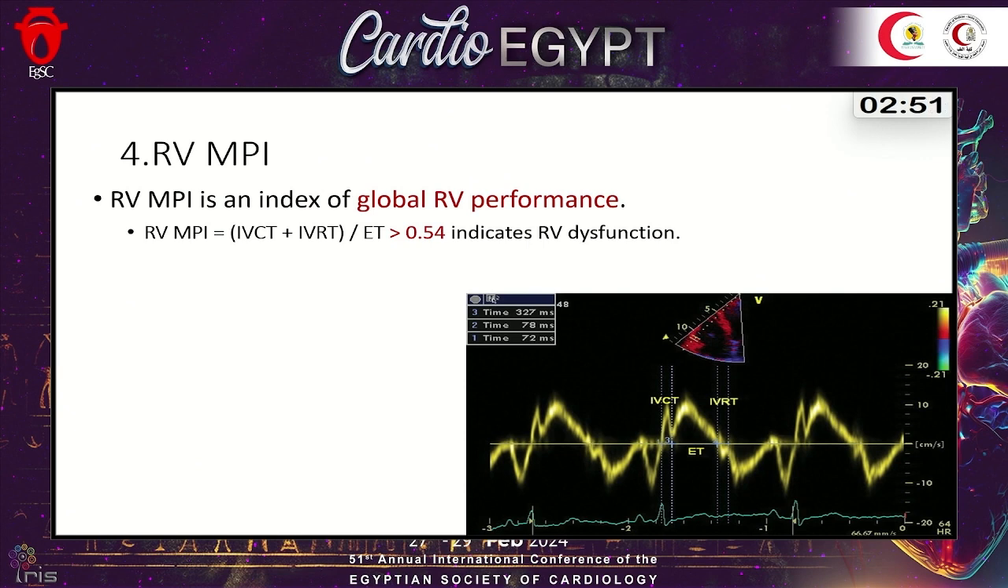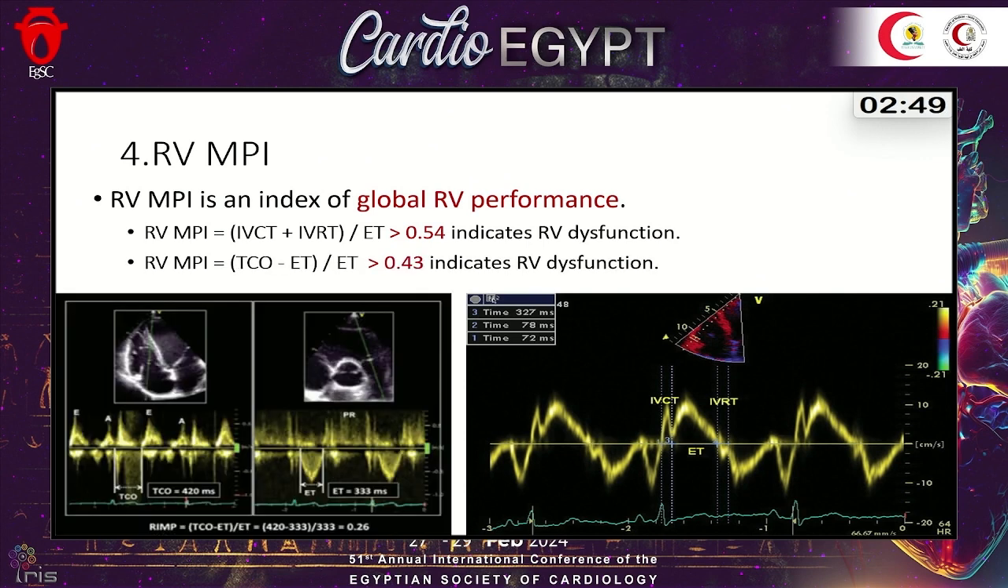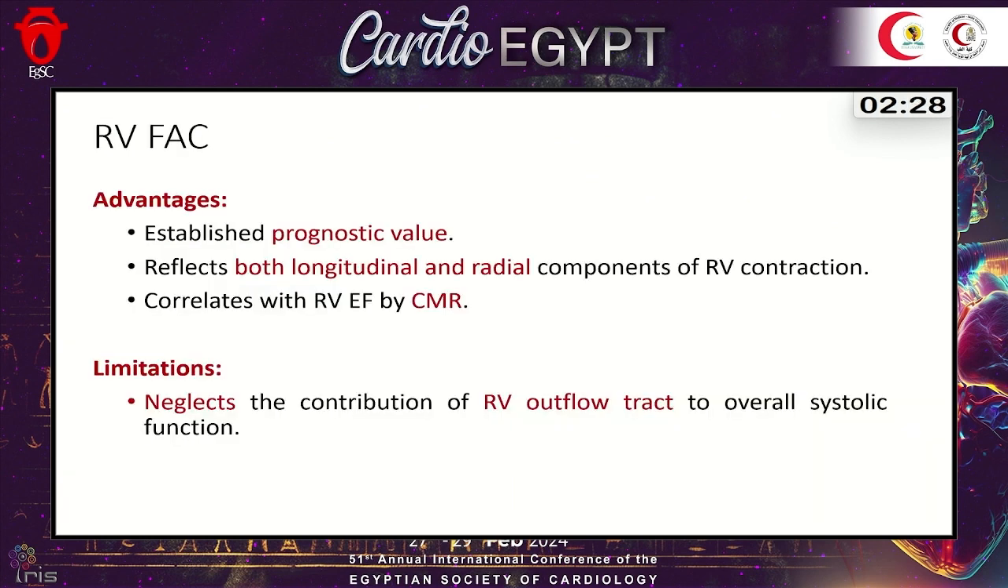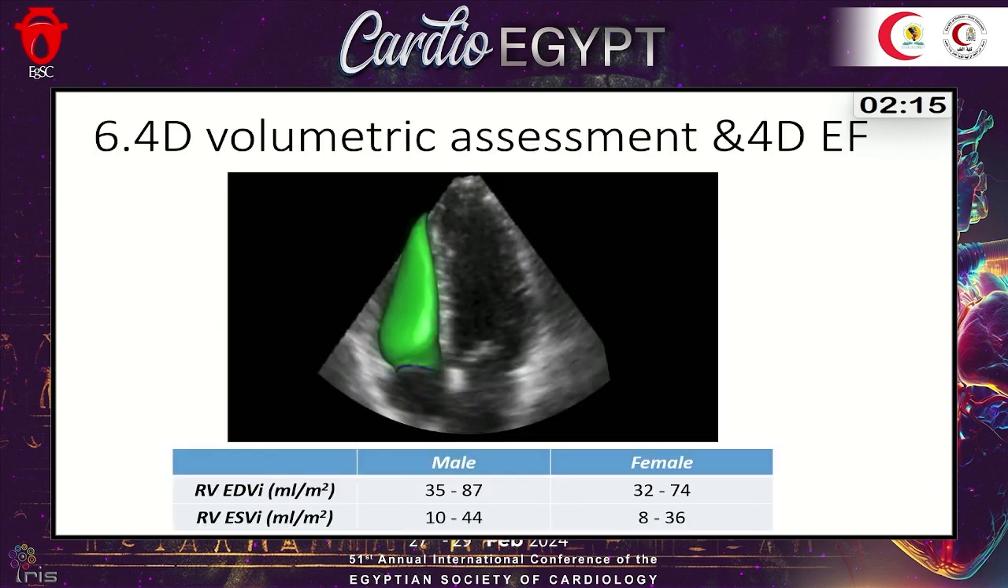Of course, we all know about it. I will go rapidly. If we use the tricuspid Doppler, if it's more than 0.4, it indicates RV dysfunction. Fractional area change, if it's less than 35%, we trace the endocardial border in both systole and diastole. And by this equation, we can get the ejection fraction of the RV. Its advantages: it has established prognostic value, reflects both longitudinal and radial components, and correlates well with the CMR. The limitation: it neglects the outflow tract of the RV contribution to overall systolic function.